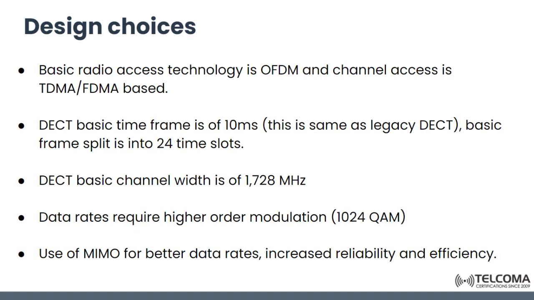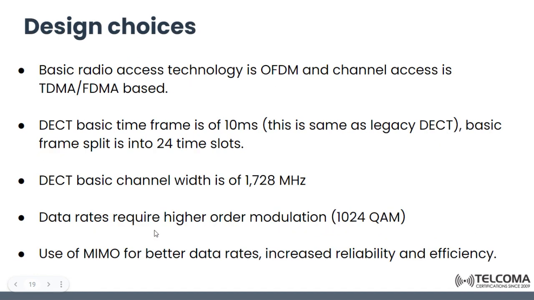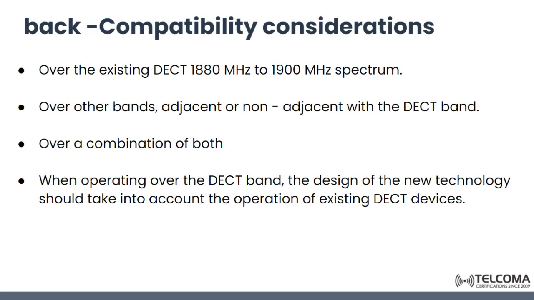Here I have the mobile terminal as PP and the base station as FP. The DECT basic time frame is 10 milliseconds. The basic split is also 24 time slots. The basic channel width is 1728 kilohertz, and the data rates require higher order modulation such as 1024 QAM. Here there is a use of MIMO for better data rates, increased reliability and efficiency.